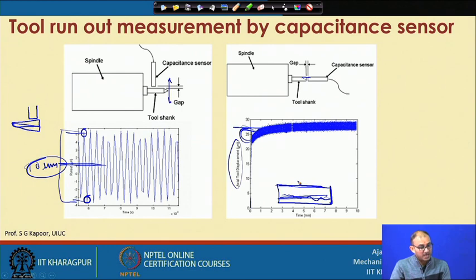So, there are other sensors also available by which you can do measurement. Mostly the conventional way is to put a dial gauge with 1 micron resolution or something, and get the reading by touching, but these are called the non-contact type. So, you do not require any additional setup on the machine.